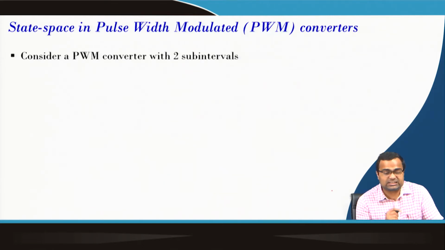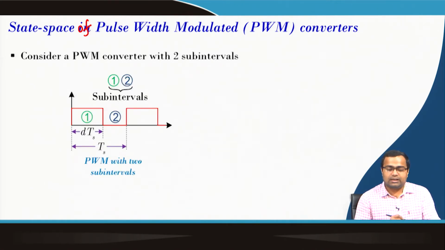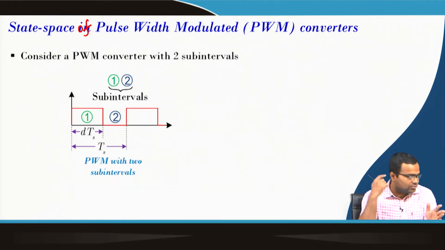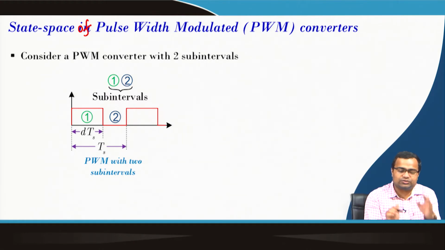The next part is the state space for a pulse width modulated converter. So, consider a PWM converter with 2 sub intervals. That means in this switching converter, whether you take a buck, boost or any other converter, in continuous conduction mode, generally for hard switched converters like buck, boost as well as buck boost, we will get two switch states: switch is on and switch is off. If there is only one controllable switch, then we get one state when the switch is on, which is state 1, and when the switch is off, state 2.